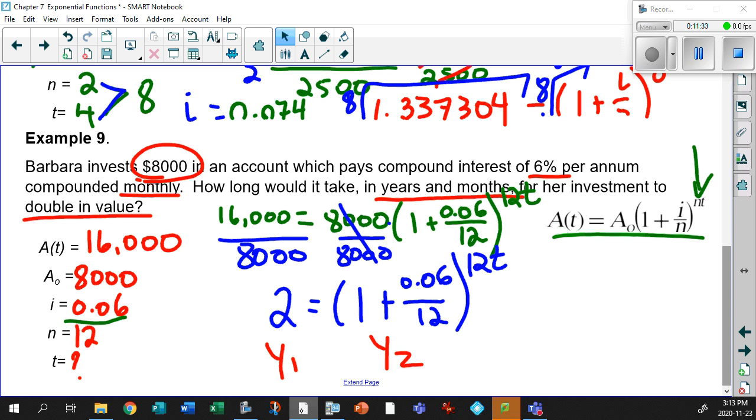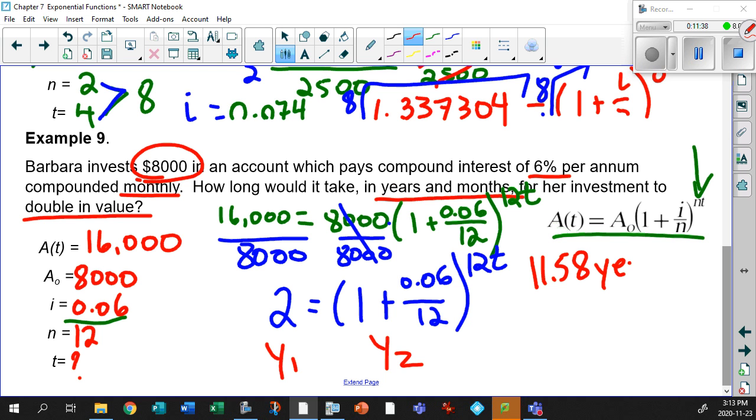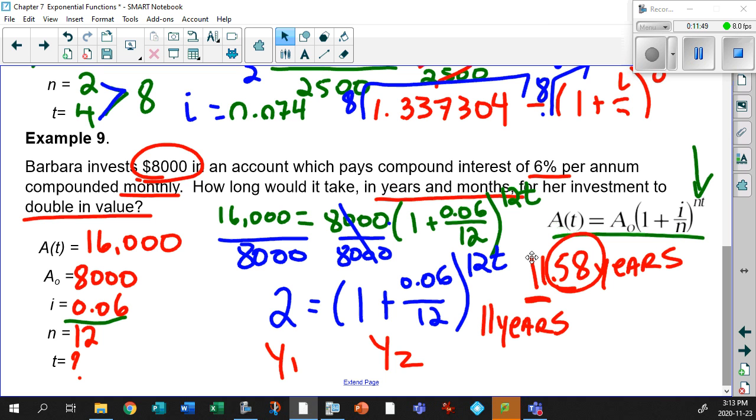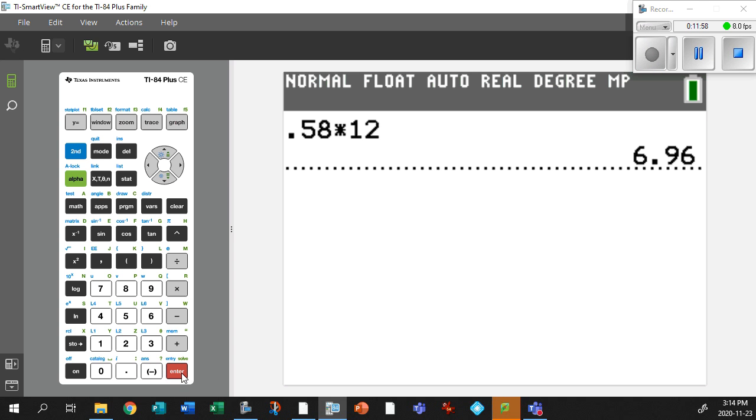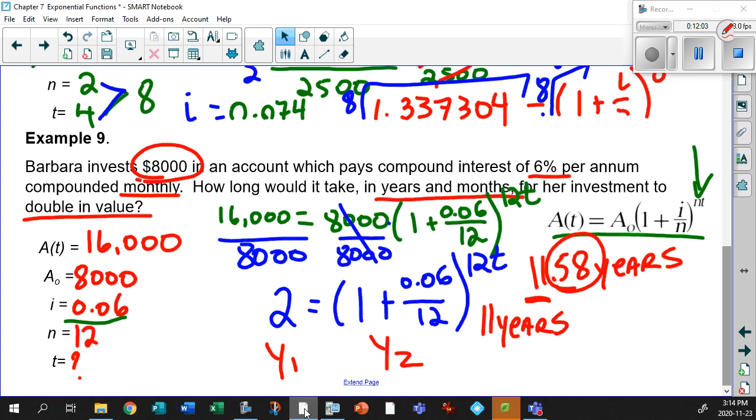Now, what does that 11.58 mean? That's 11.58 years. So we got 11 years, but we have to figure out the months now. Well, we got 0.58 of a year. How do you do that? Well, that's pretty simple. 0.58 of a year times 12 months per year, you end up with 6.96, pretty much 7 months. So this will be 11 years, 7 months.